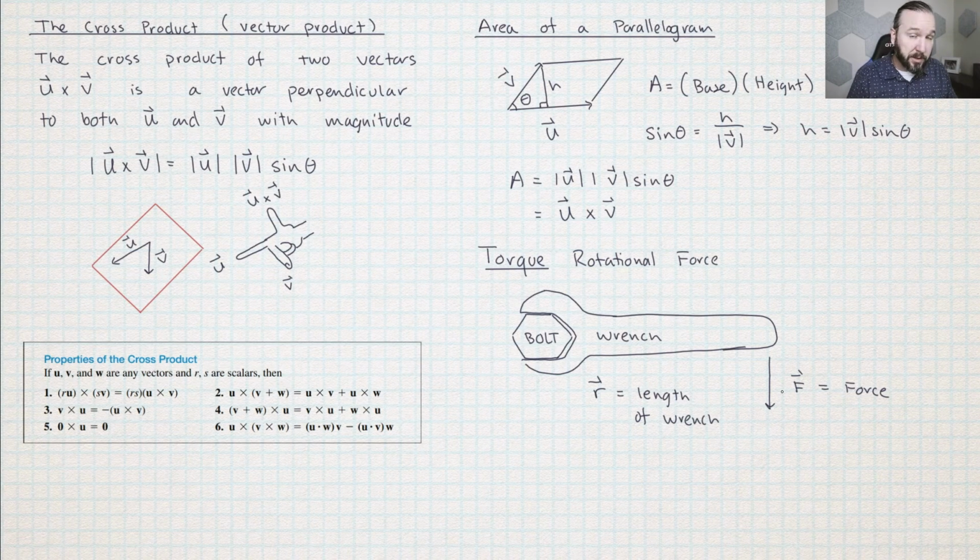So do we have a function that does that? Yes, we do. That's exactly what the sine does. So this means that there's a relationship between the cross product and the torque.